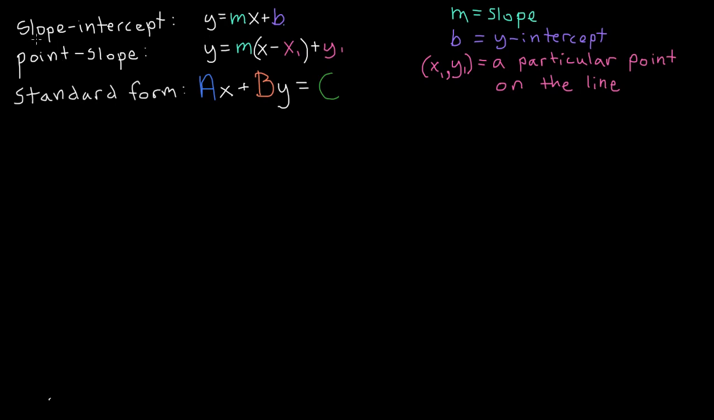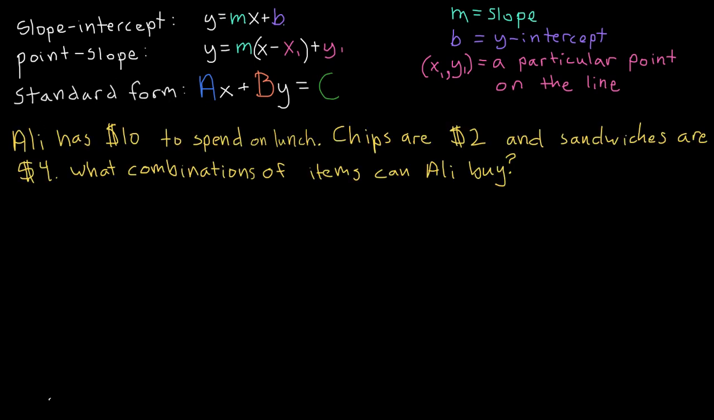We've talked about slope-intercept form, where you know the slope of a line and the y-intercept of that line. We've also talked about point-slope form, where you know the slope of the line and the coordinates of a particular point on the line. Another form of linear equation is the standard form, and this is the form that standard form takes. And standard form is really useful for a particular kind of problem that I'll show you right now.